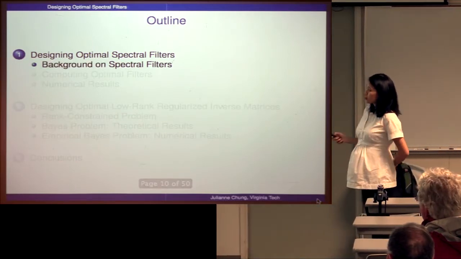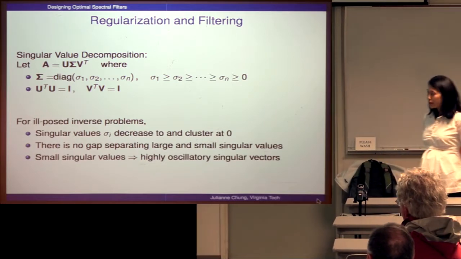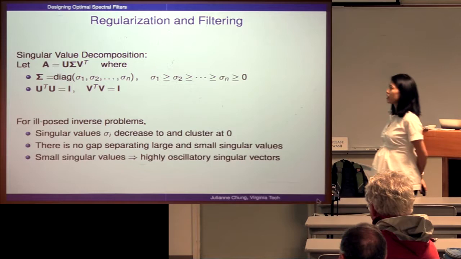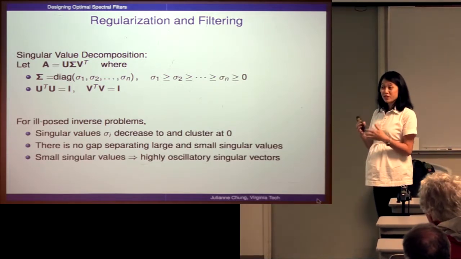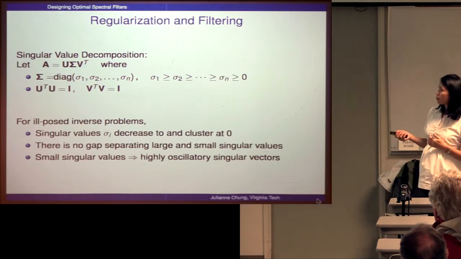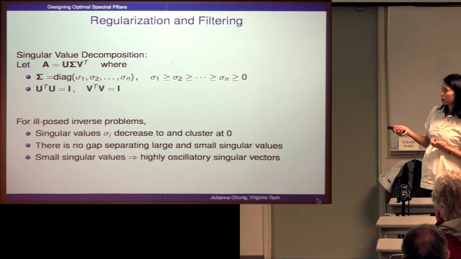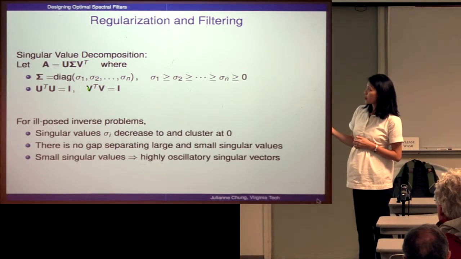So to start off, spectral filtering. When you talk about ill-posed inverse problems, there's an important tool, the singular value decomposition, which allows you to know a lot of things about what's going on with your problem. So if I take my forward model, my A matrix, and I look at the singular value decomposition here, the sigma is just the diagonal matrix with these singular values sorted, and U and V are both orthogonal matrices.